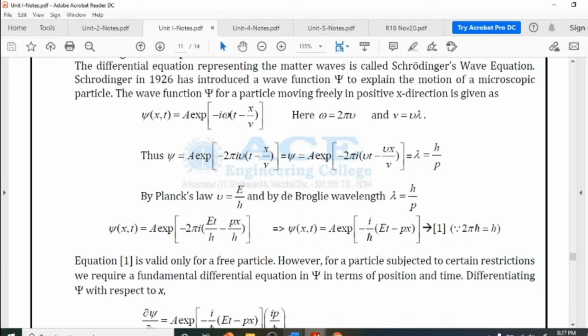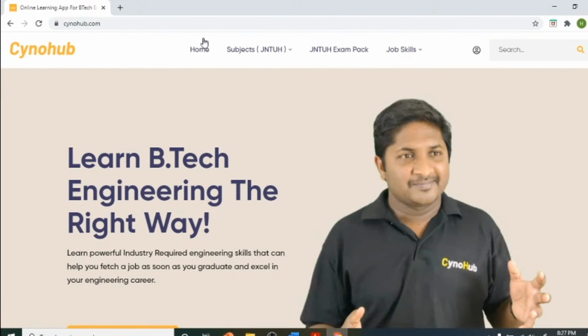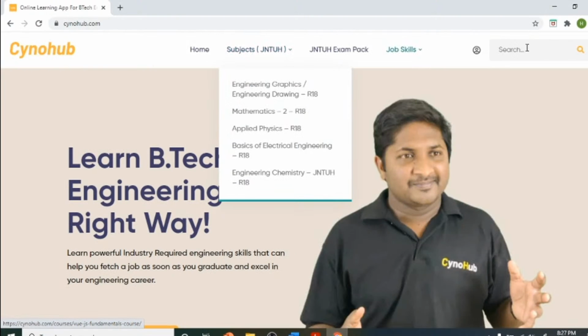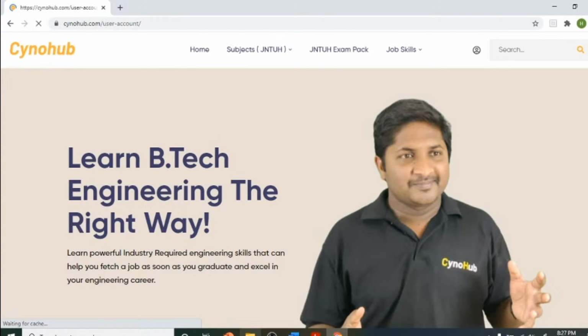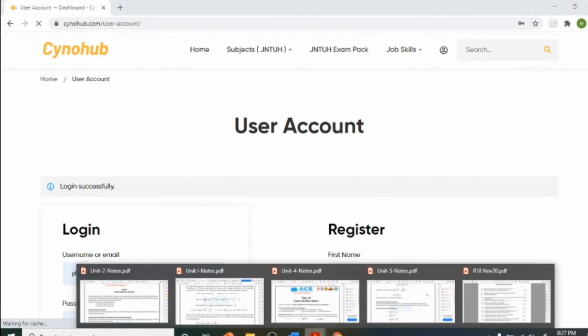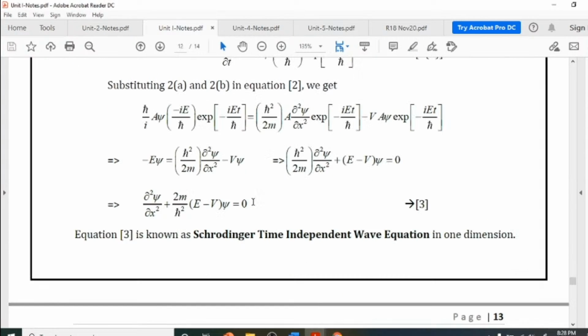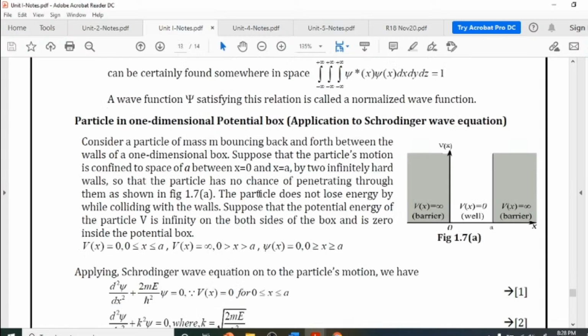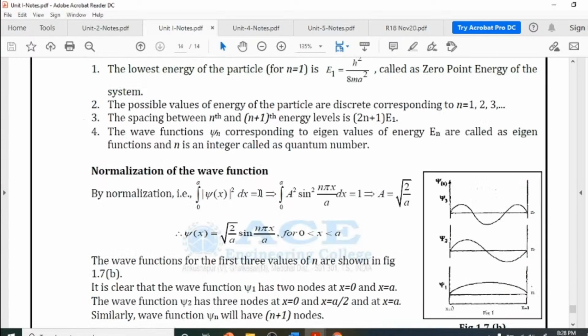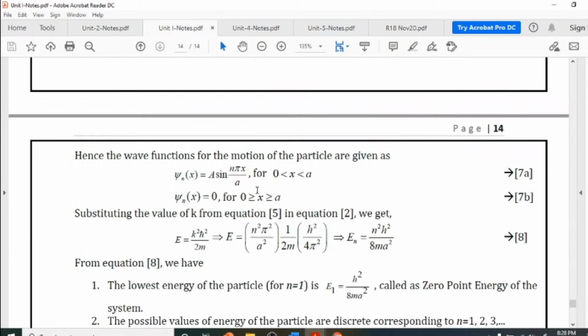I would show you here whatever is available. And this is the Schrodinger wave equation, which is very important. I am expecting the Schrodinger wave equation tomorrow in the examination, the day after tomorrow. And then particle in a one-dimensional potential box.